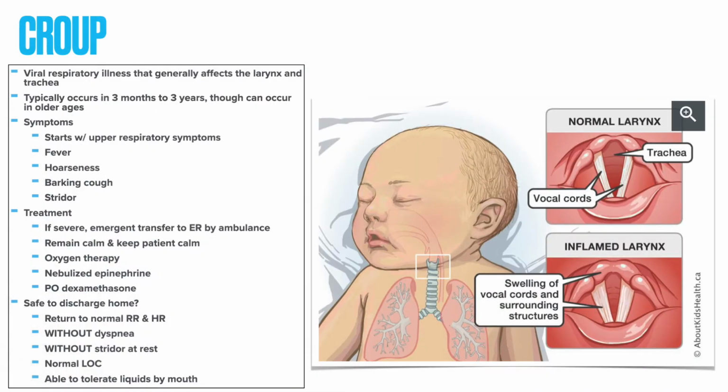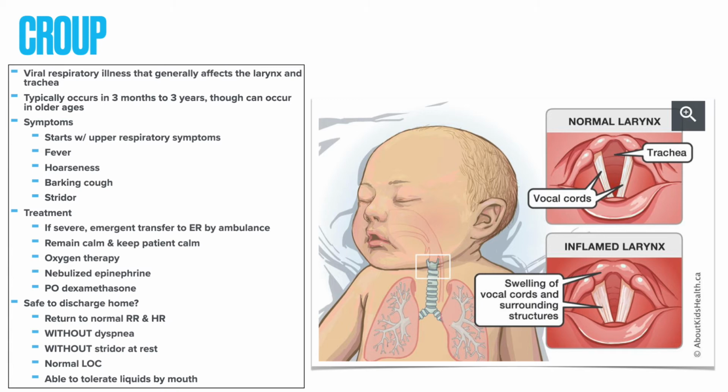All right, so next up I'm going to be discussing croup. Croup is typically a viral respiratory illness, and it generally affects the larynx and the trachea. However, it can extend into the bronchi. Croup typically occurs in children 3 months to 3 years, though it can occur in older ages as well.